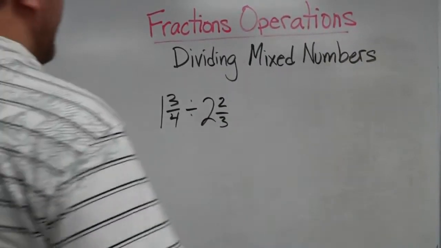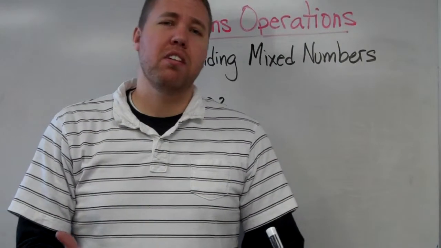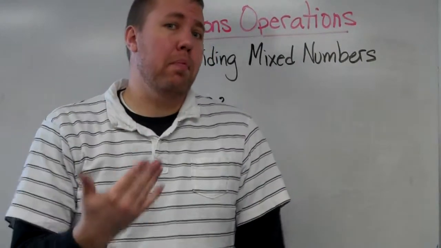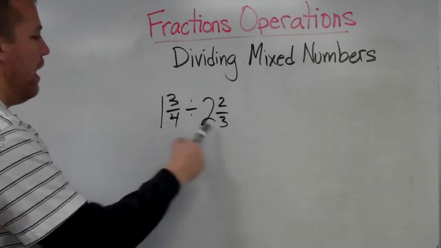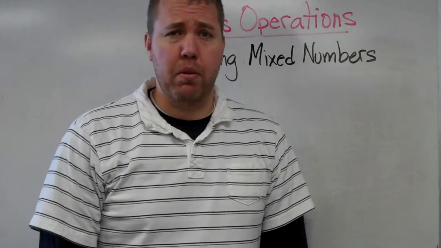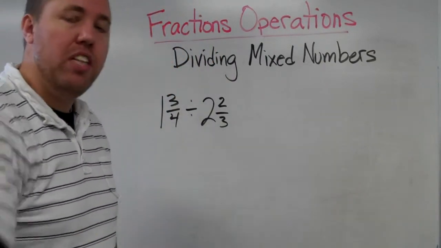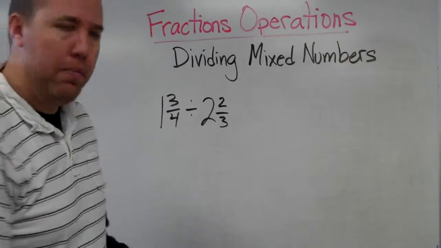Okay, from dividing fractions, we can divide mixed numbers. Same process, except with one step added at the beginning. So we have, right there, two mixed numbers. We don't know what to do with that when we're doing our operations. So what we do is we simply change them into improper fractions.